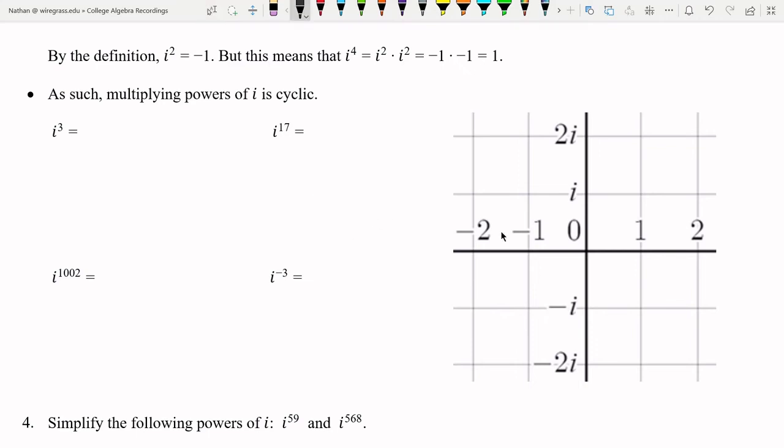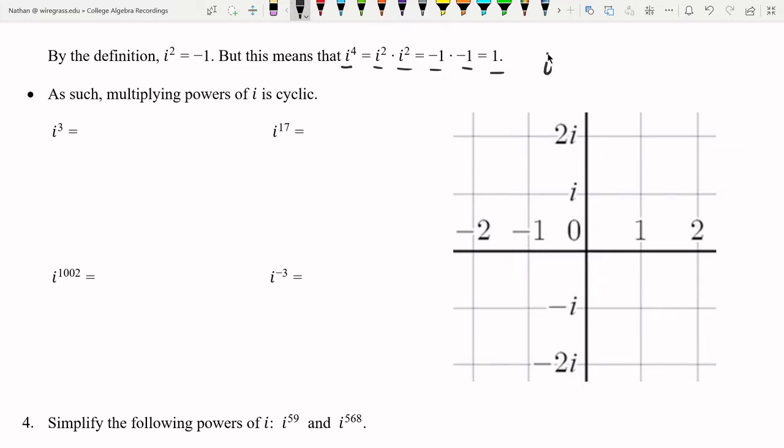So by definition, i squared equals -1. But this means that i to the fourth can be broken down into i squared times i squared. So when you multiply like bases, like i, you're going to add the exponents. 2 plus 2 is 4, so that makes sense. And then each i squared is just -1, so -1 times -1 is +1. So when you get to the fourth power of i, you get back to 1.